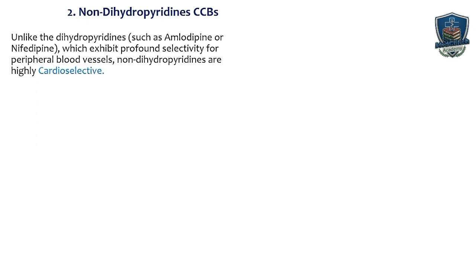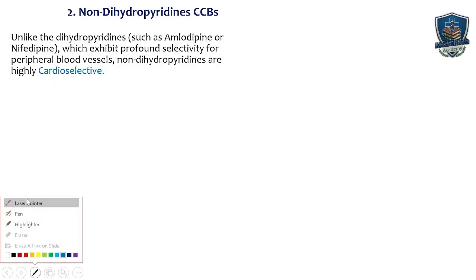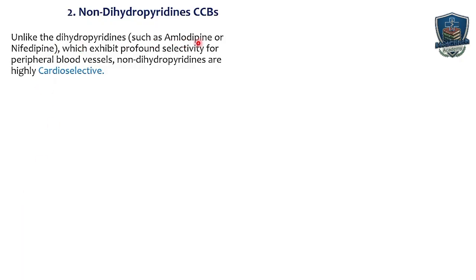Unlike dihydropyridines such as amlodipine or nifedipine, which exhibit profound selectivity for peripheral blood vessels, non-dihydropyridines are highly cardioselective. That's why they have a negative chronotropic effect, negative dromotropic effect, and negative inotropic effect. They're very good drugs when it comes to antihypertension and also antiarrhythmic.